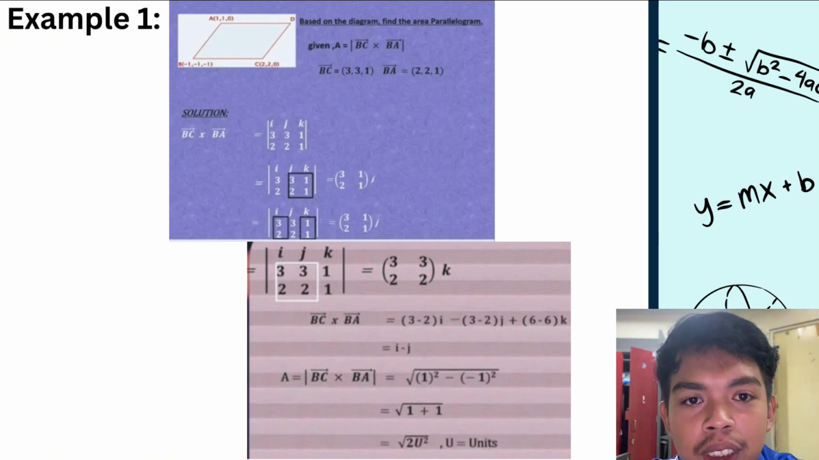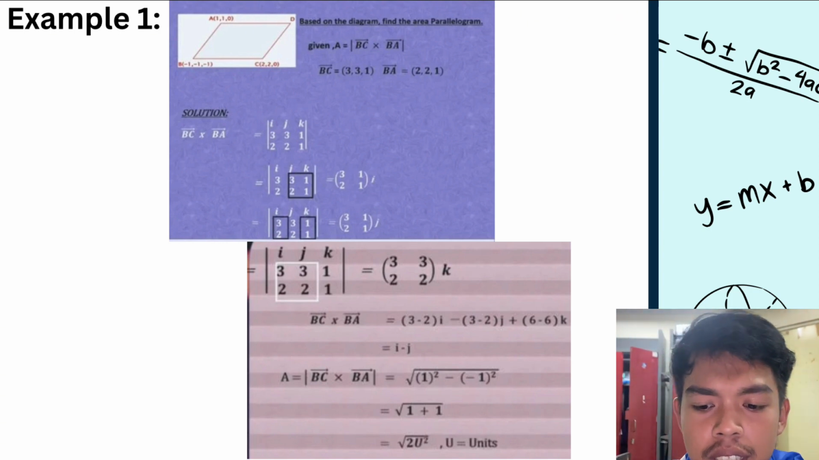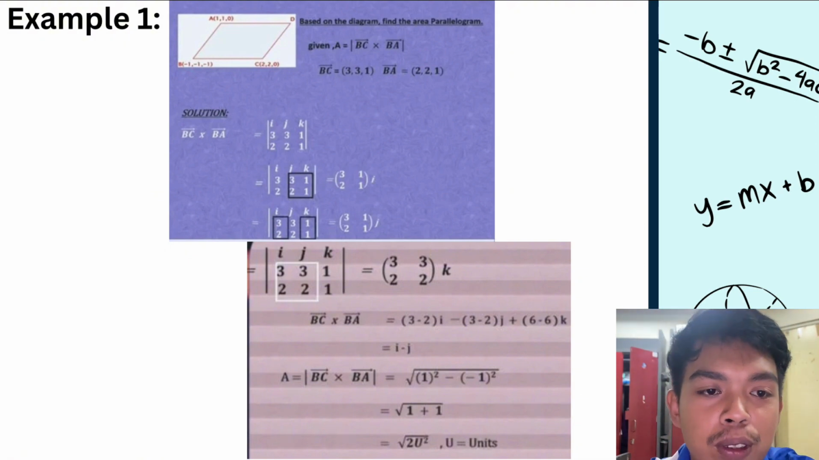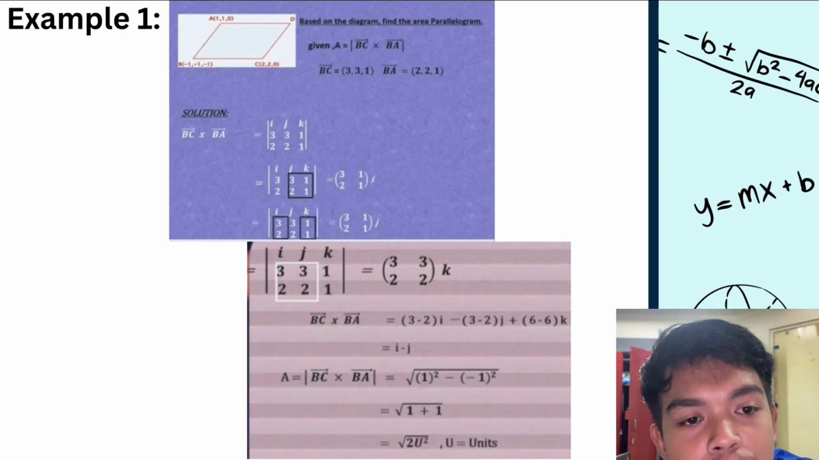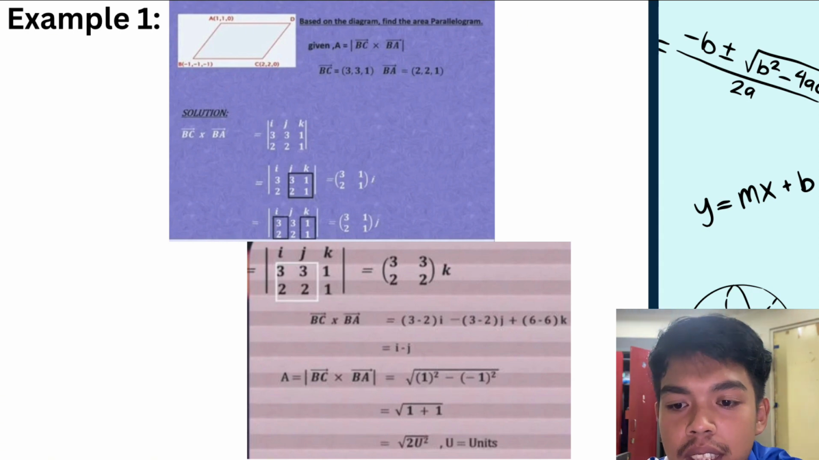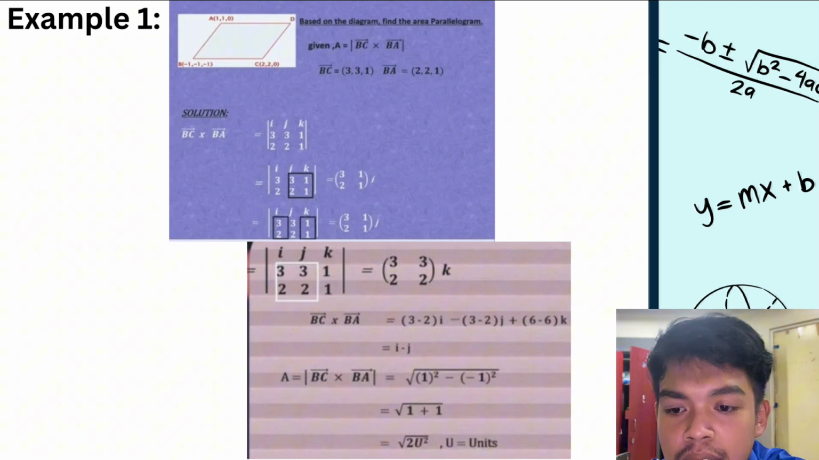Okay, example 1. Question 1, find the area of the parallelogram. Okay, I can give you the solution. BC times BA. We find i, j, k. The way to find i is firstly we use the way to find the minor, which is 3 times 1. After that you subtract to get the value of i.